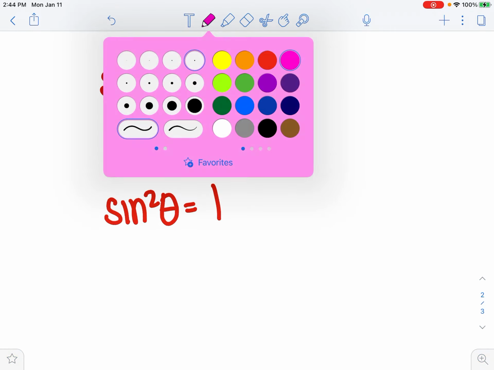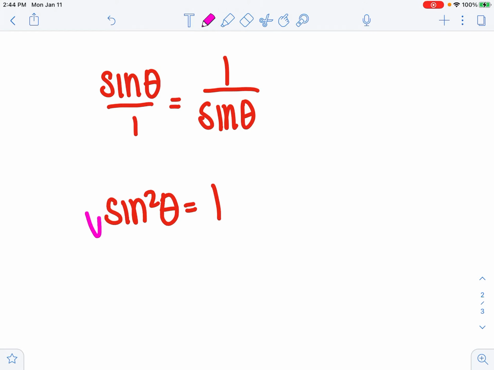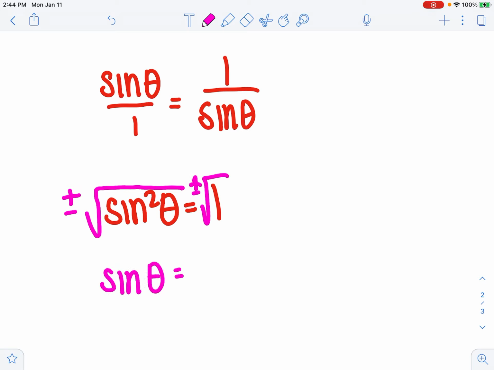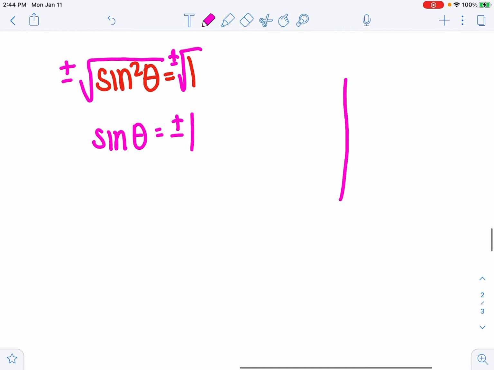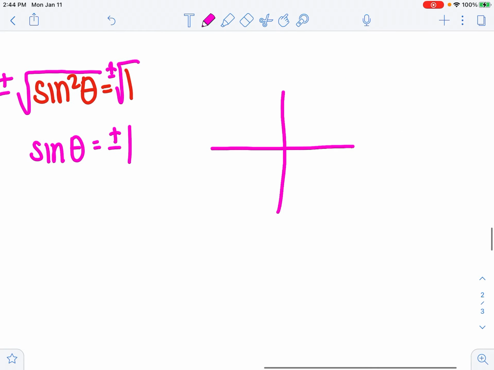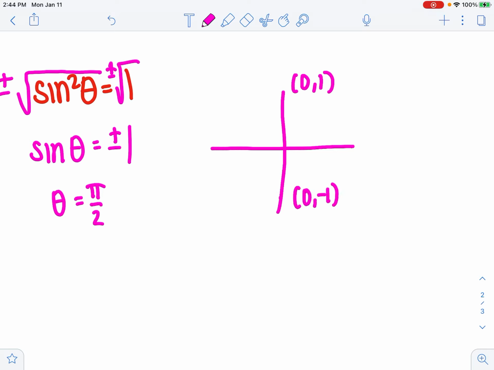So this is a squared function, and I can solve by square rooting. So I'm going to square root. Remember, whenever you solve an equation by square rooting, you have to account for the positive and negative answer. So now I have sine of theta is equal to positive 1 and negative 1. So I want to know where sine is 1 and also where it's negative 1. That's the y value. So here my y value is positive 1, so one answer is pi over 2. Here, sine is negative 1. So my other answer is 3 pi over 2.